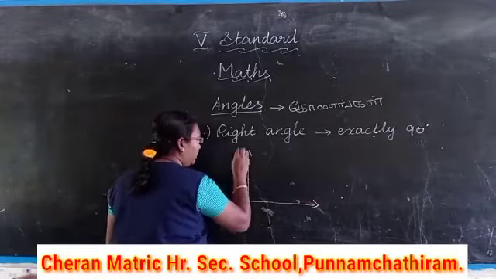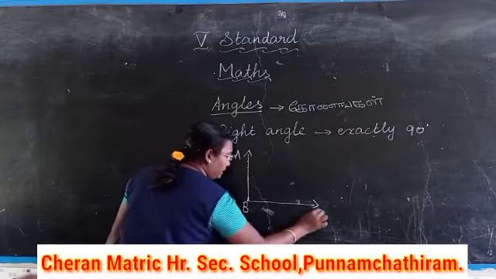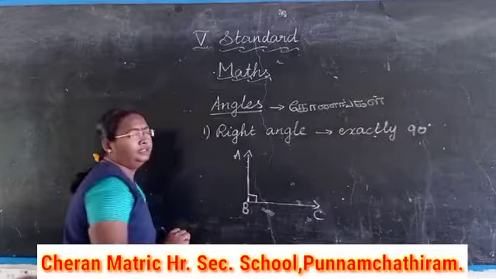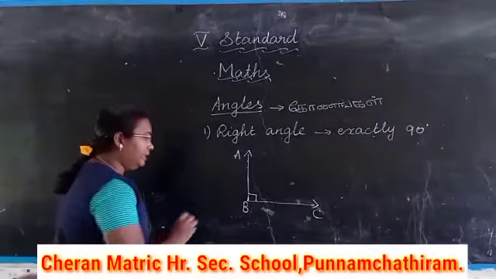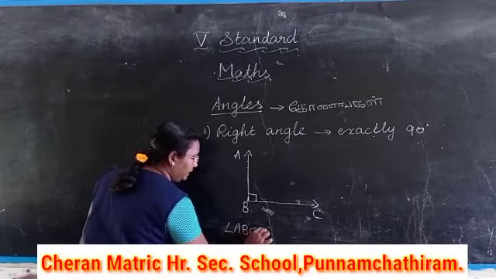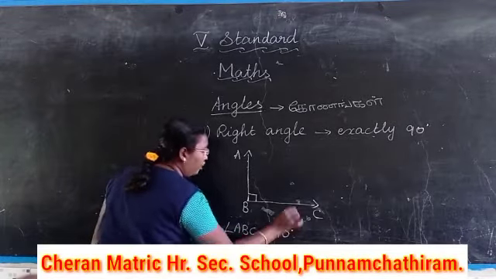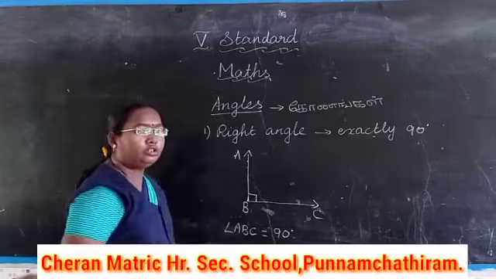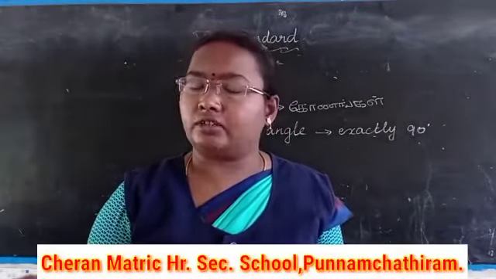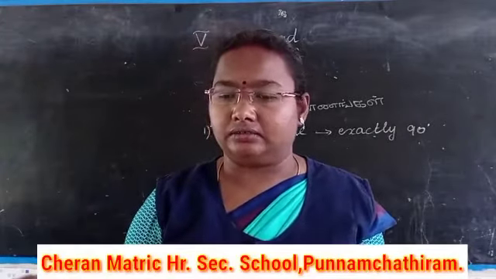You can give the name for each: A, B, C. A right angle is denoted by the symbol like this. Angle A, B, C is equal to 90 degrees. A right angle is always equal to 90 degrees. An angle which is equal to 90 degrees is called a right angle.